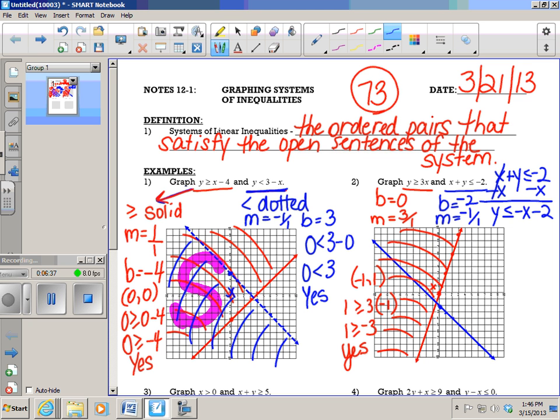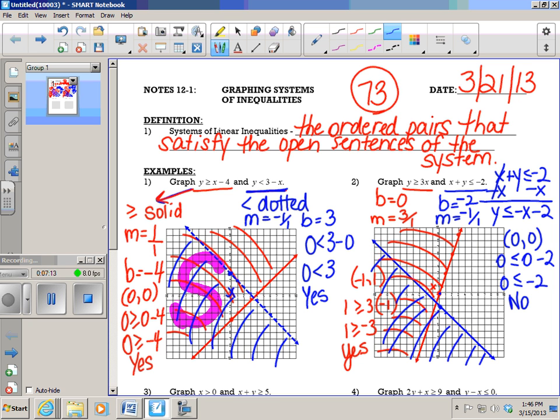And now the blue. I can use a different point. I can use 0, 0 again if I would like. Or I can stick with the negative 1, 1. So 0 for the y-coordinate is less than or equal to 0 minus 2. 0 is less than or equal to negative 2. Is 0 less than or equal to negative 2? I don't think it is. 0 is bigger than negative 2. So this is no. And because I used the point 0, 0, I'm not going to shade that direction. So the blue line is shading away from 0, 0.